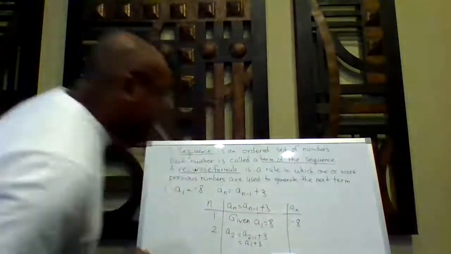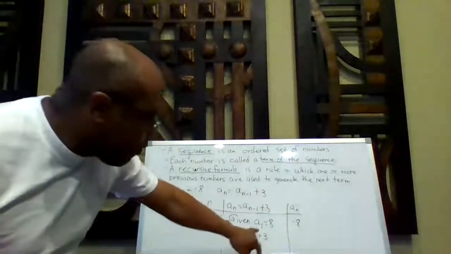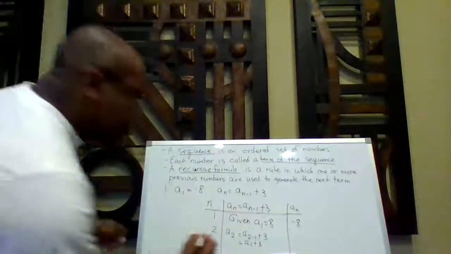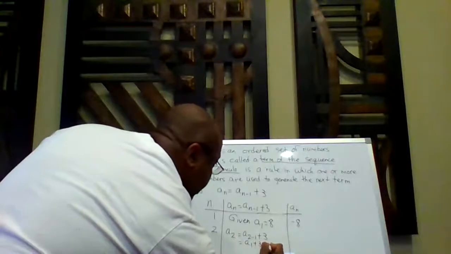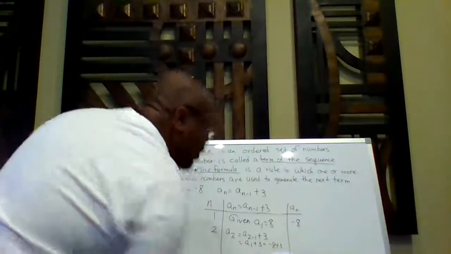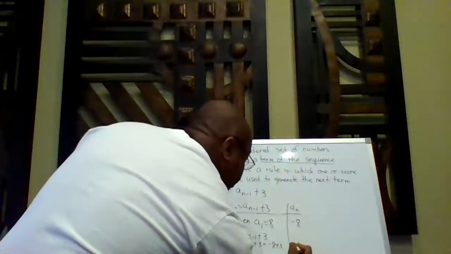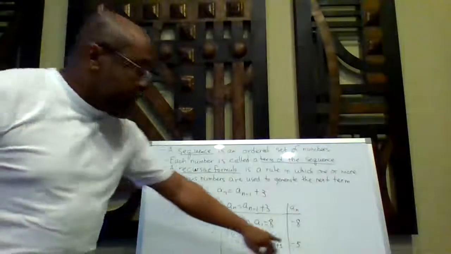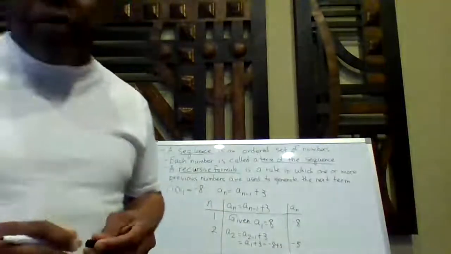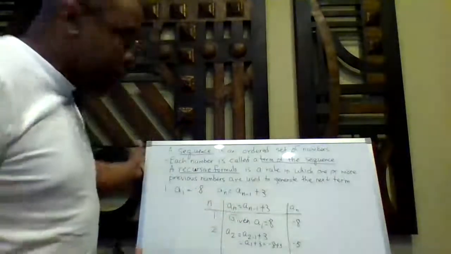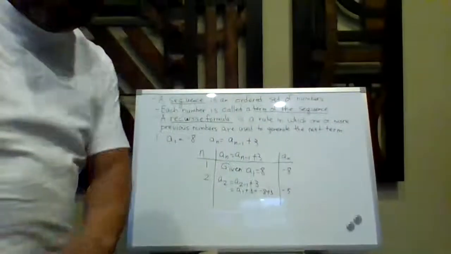Oh, I made a mistake there. I left off my negative sign there. A sub 1 is given to be -8. So now I'm looking at -8 plus 3, which yields -5. So a sub 2 would give us -5. Very simple, all right?